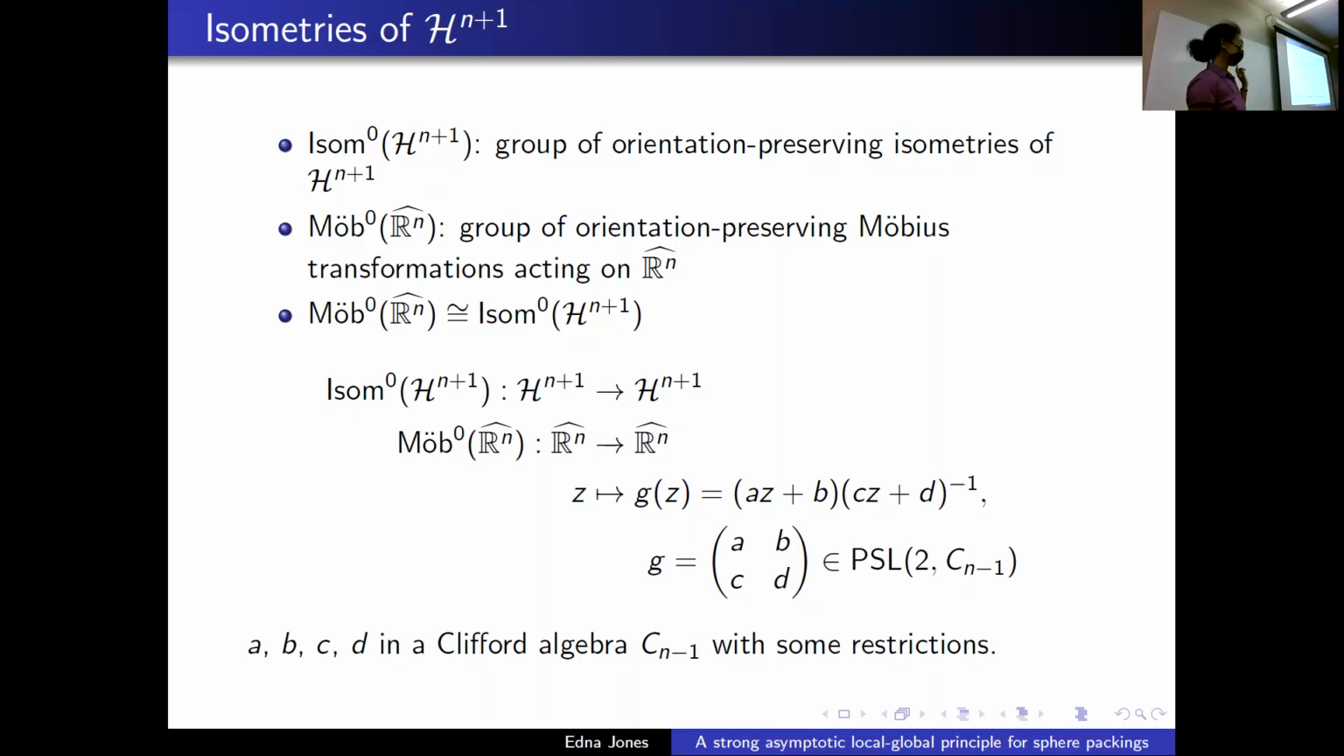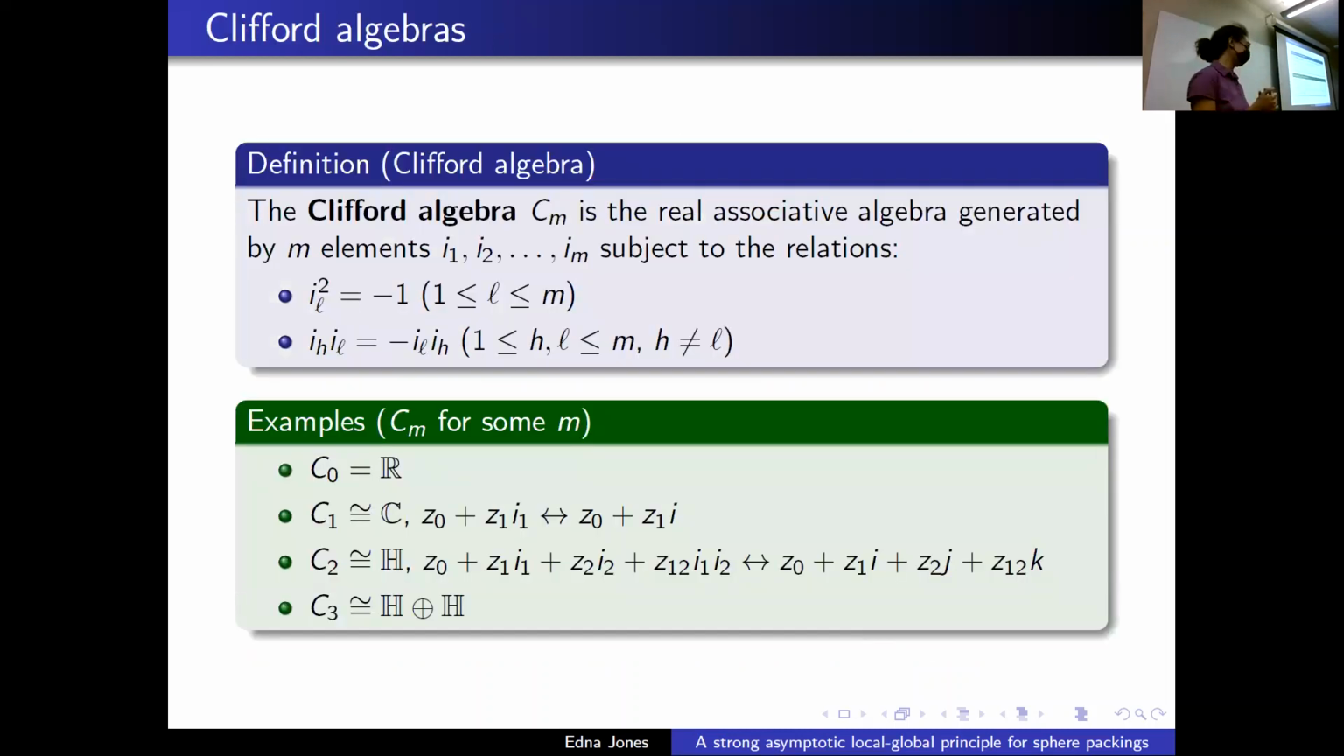Okay, so actually, yes, that will help, and I'm actually going to talk about this very soon, like on the next slide. Okay, so a Clifford algebra C_m is a real associative algebra generated by m elements, i1, i2 through im, subject to the relations that if you square any i, you get minus 1, and if I switch the order of any two i's, I get a negative sign.